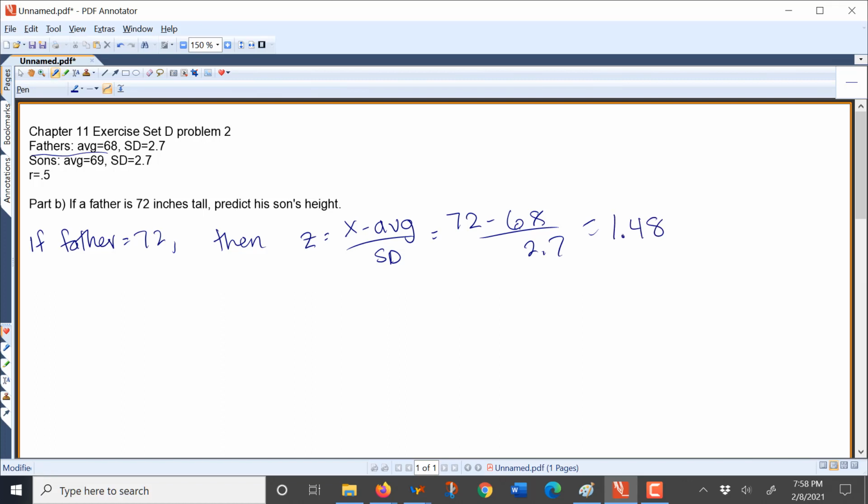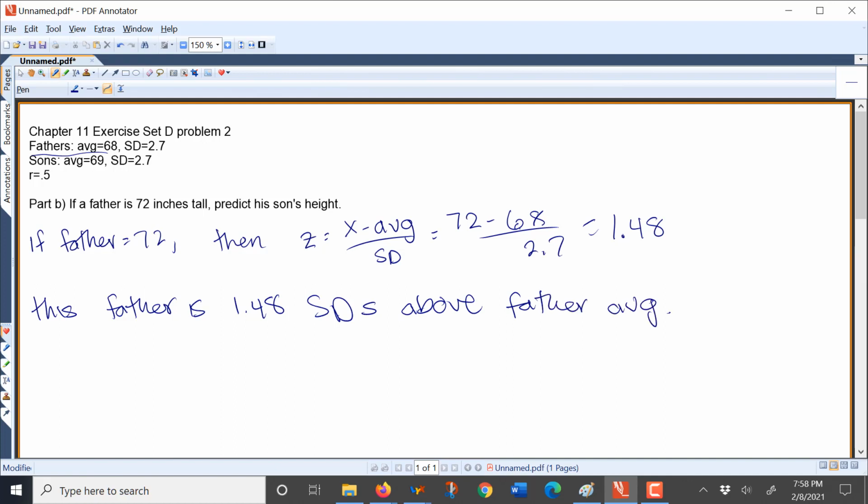Now remember, what does a Z value tell you? A Z value always tells you how many standard deviations you are above the average. So this tells us that this father is 1.48 standard deviations above the father average. Now, it'd be easy to say, well, if the father is 1.48 standard deviations above, then the son should probably also be 1.48 standard deviations above. But that would be based on the SD line, and we figured out that doesn't give us good predictions. What gives us better predictions is our regression line.